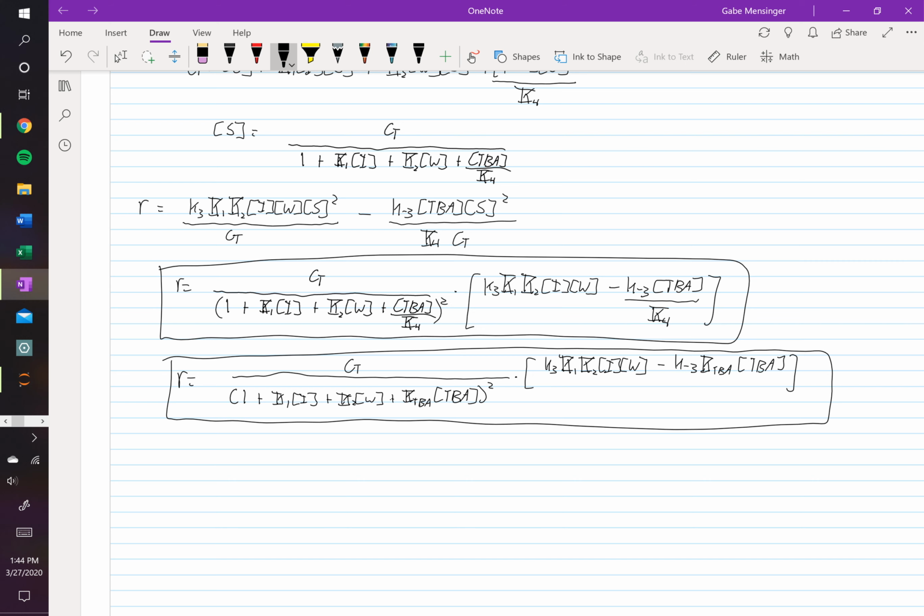Can you scroll back up to the QE for step 4? I think I copied it down wrong. I don't have a K4 on the bottom anywhere.